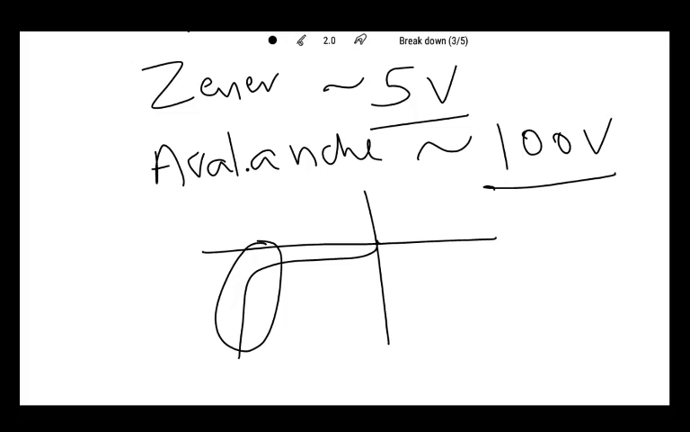In the next session, let us learn how to mathematically represent the diode under these DC bias conditions, that is forward and reverse bias conditions.